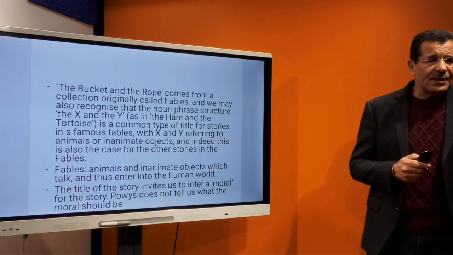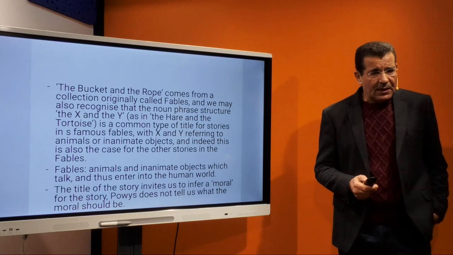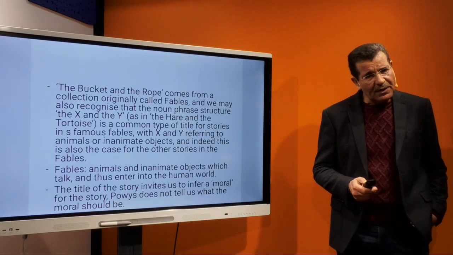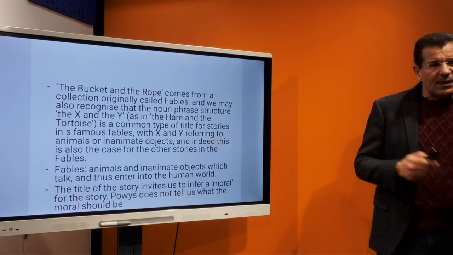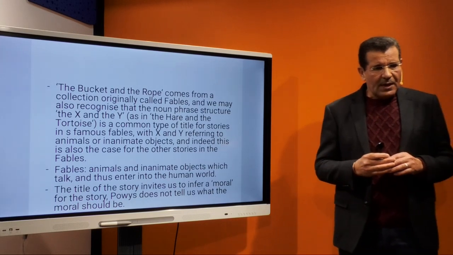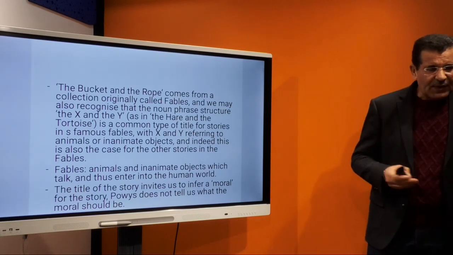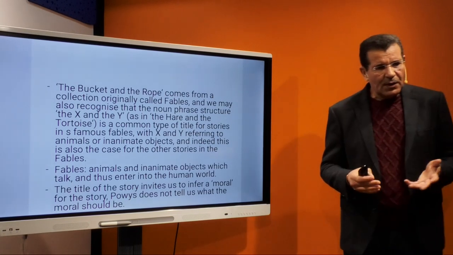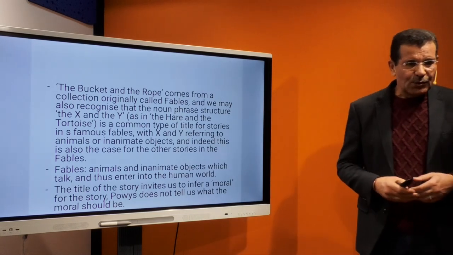And as I deal today with The Bucket and the Rope, as I said, the story is included in a collection of stories called Fables. And when I say fables, the title Bucket and Rope is the standard title, the X and the Y, like in The Hare and the Tortoise. And it is a common title in stories written as fables. And when I say fables, I am talking about using animals or inanimate objects which talk and thus enter the human world.